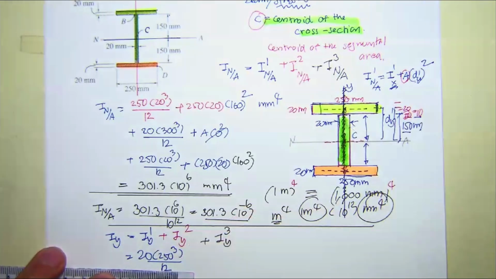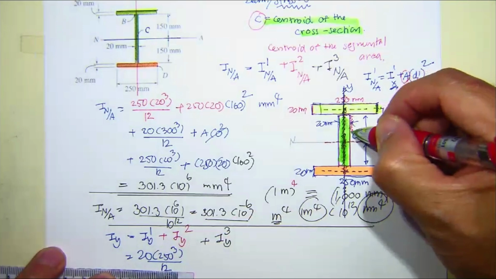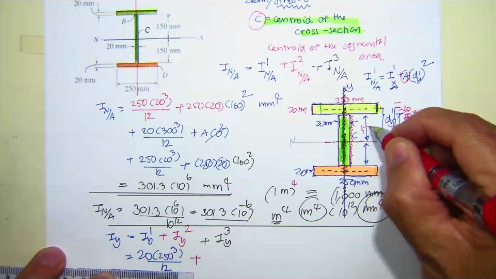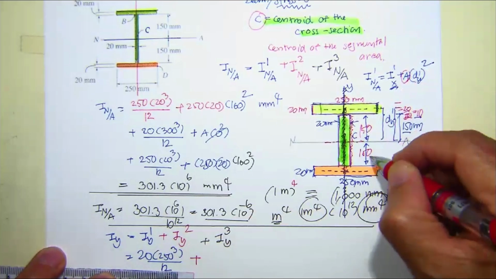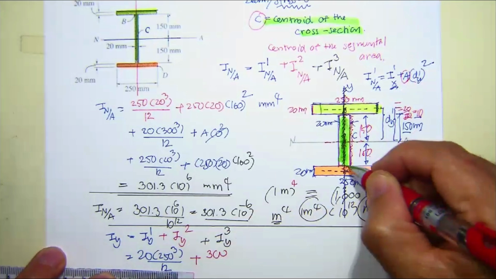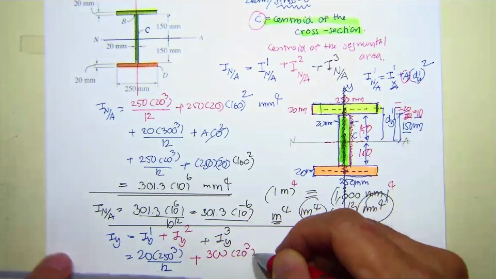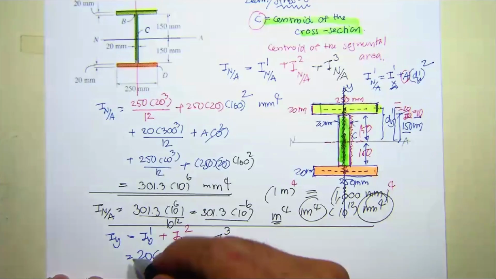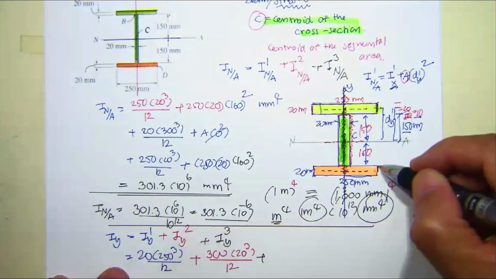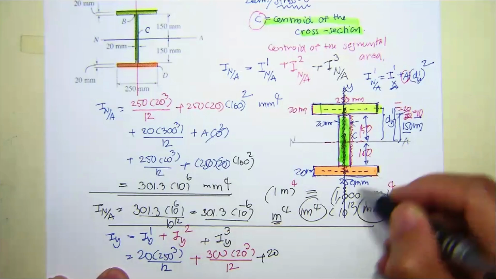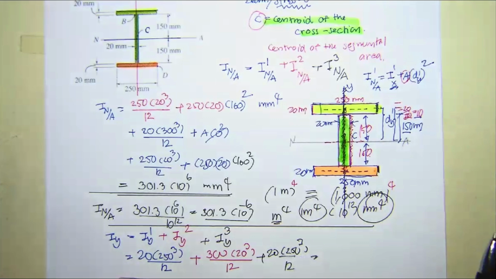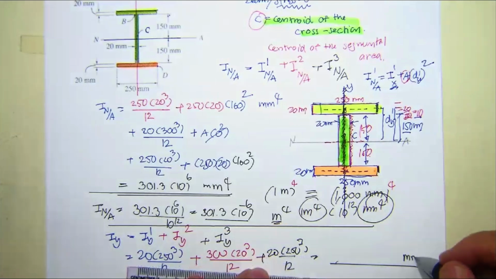20 times 250 cube over 12. And then for this one, it's going to be this width, plus this is what? 150, 300. It's going to be 20 cube over 12. And then for the last one over here, you may just multiply this one by 2, or this is going to be 20 times 250 cube over 12. You will get this in millimeter power 4.